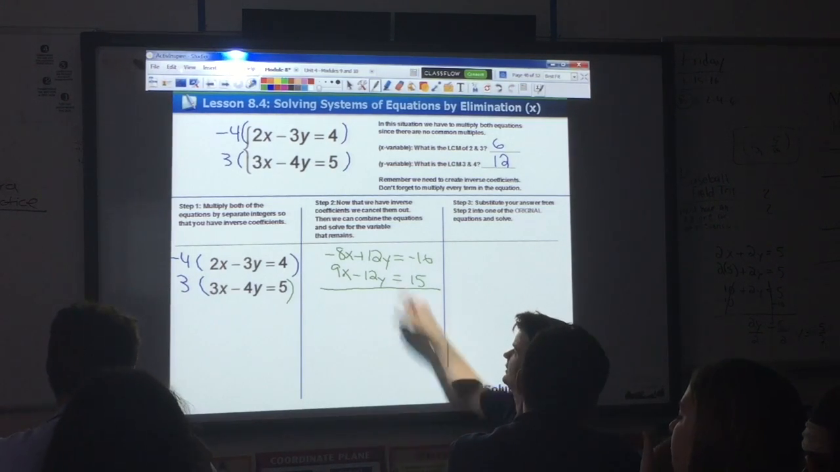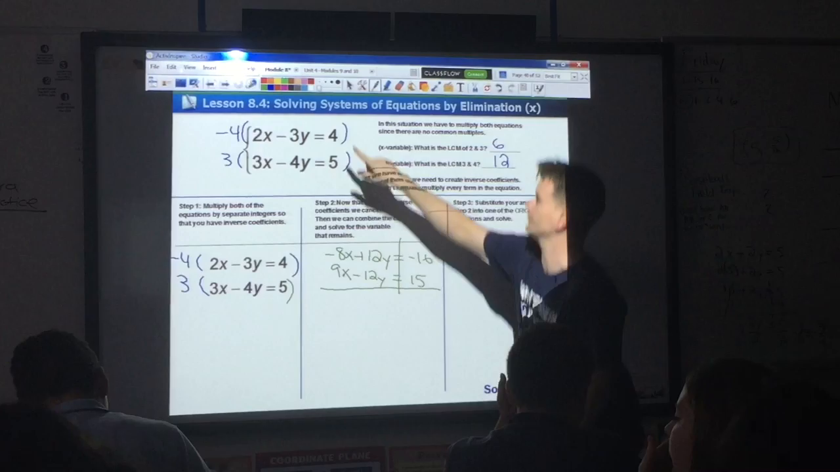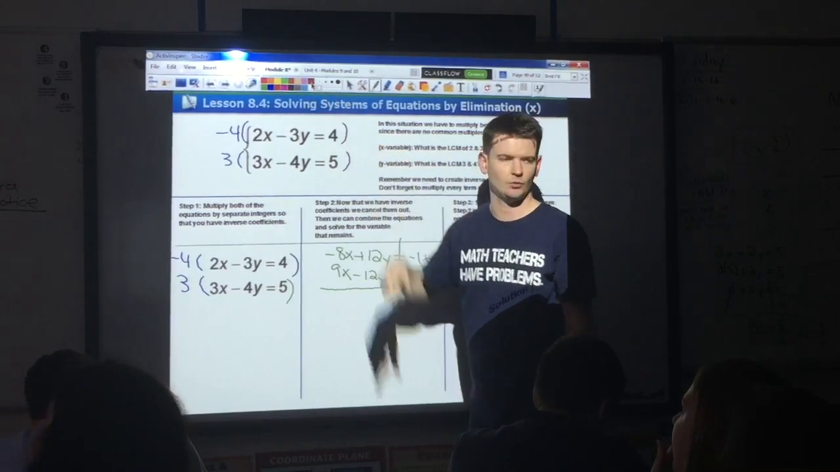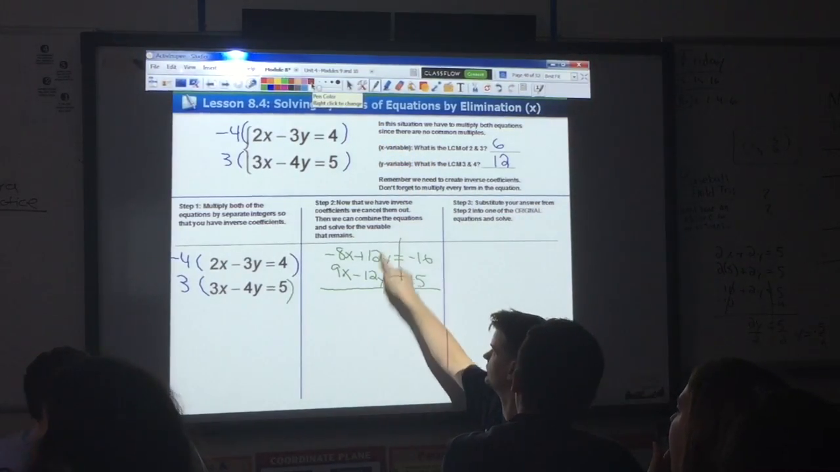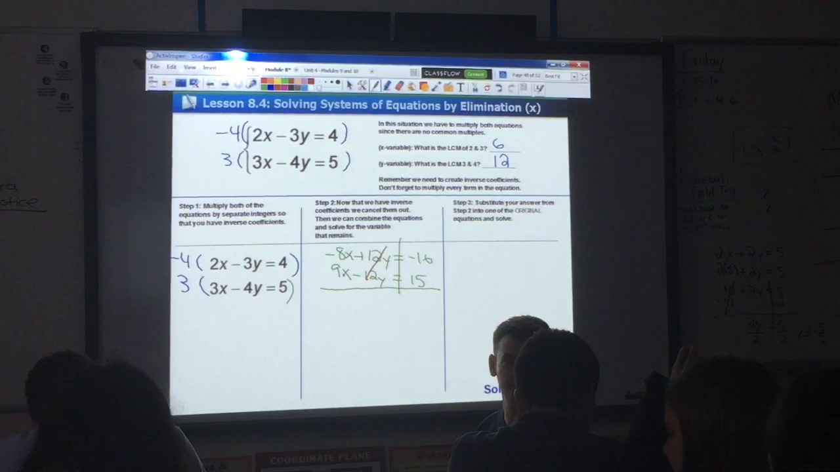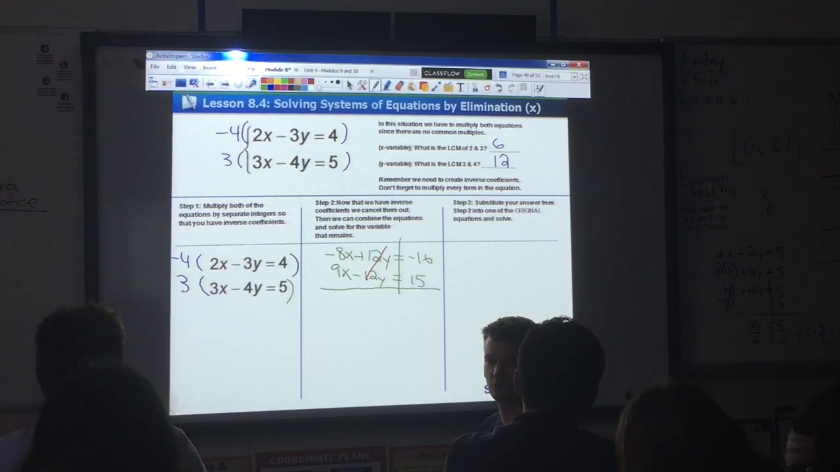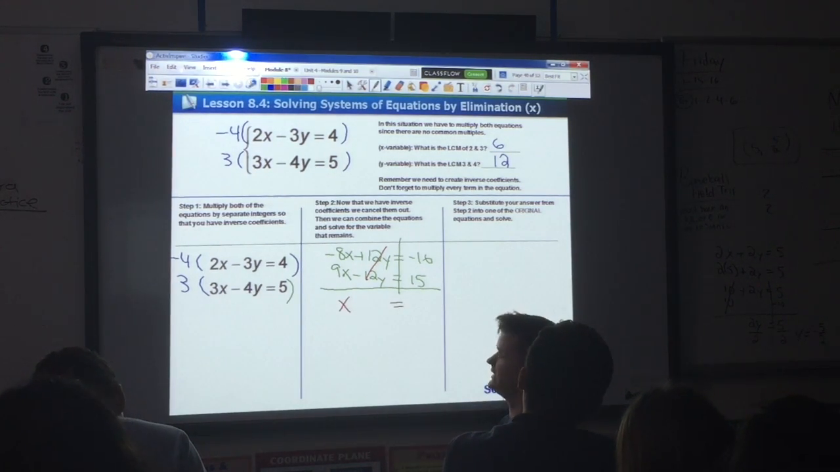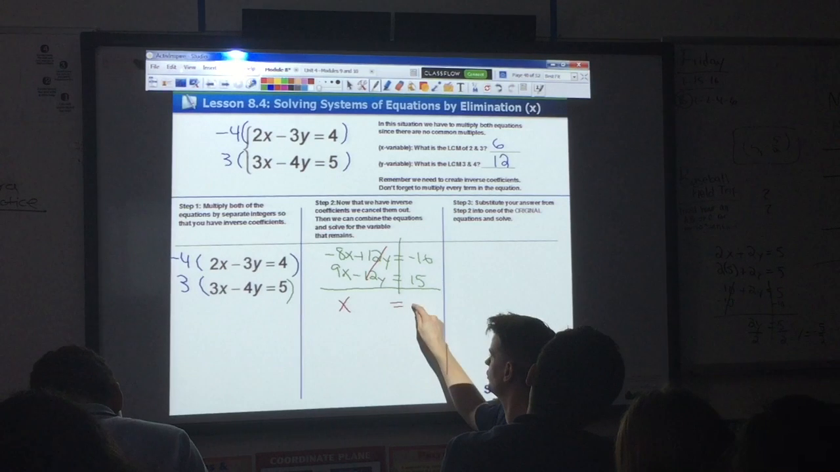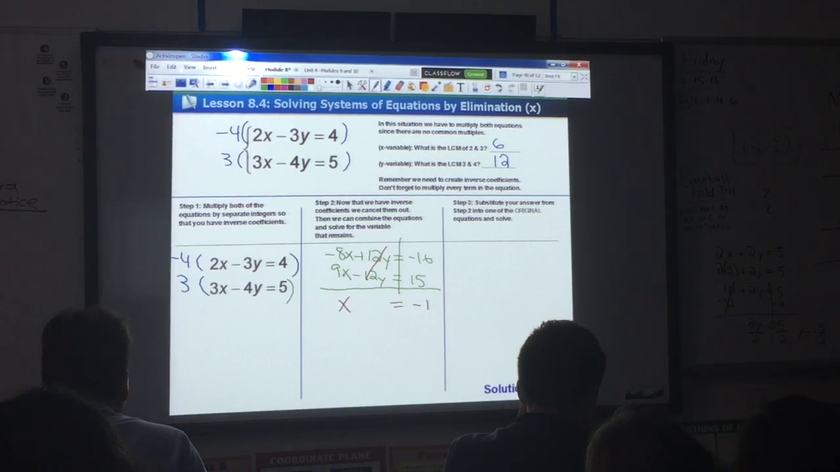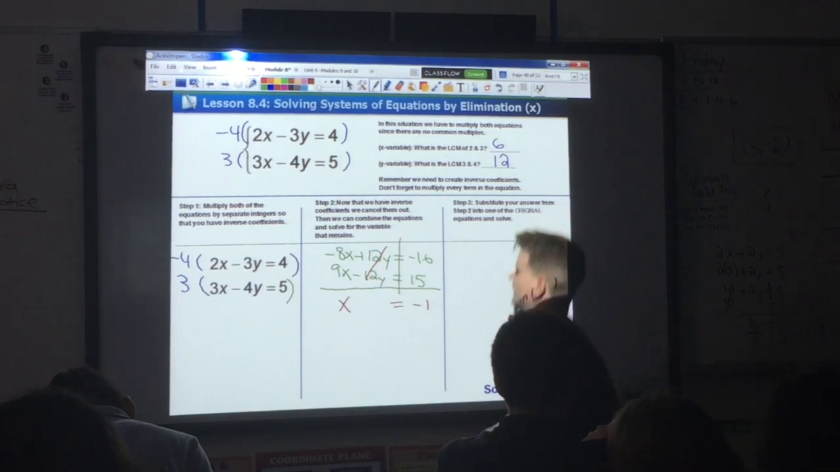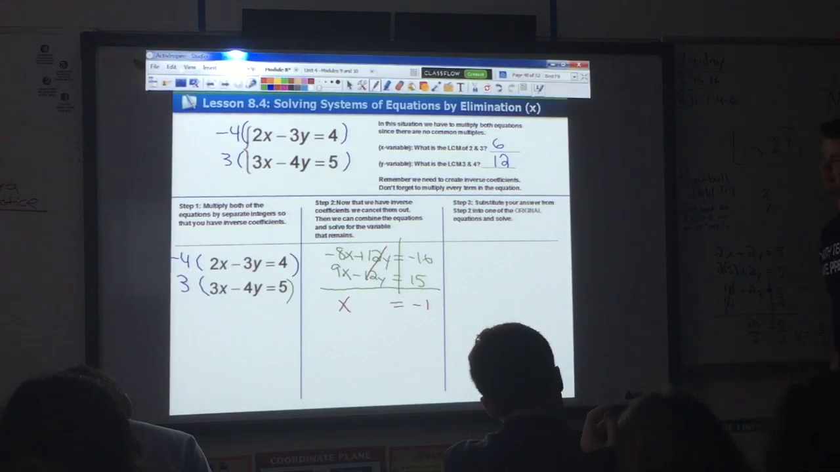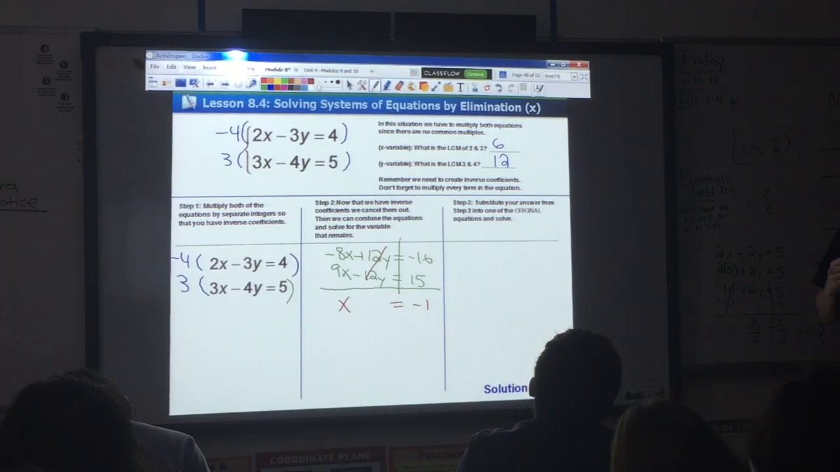So here, first things first, what can I cancel out? Cancel out the y's. Positive 12y, negative 12y. These cancel. Negative 8x and a positive 9x give me 1x, or just x. So x equals, what is negative 16 plus 15? Negative 1. So we got half the answer. Negative 1, comma. Now that I know what x is, I need to go back and find the y.